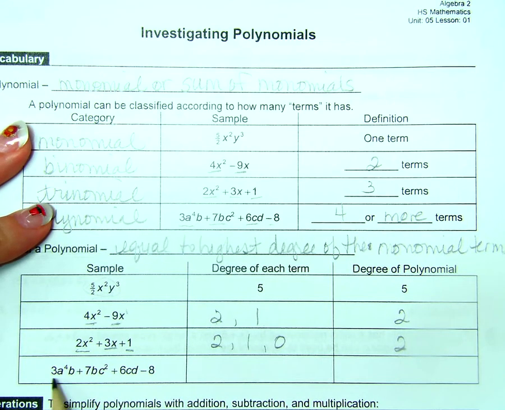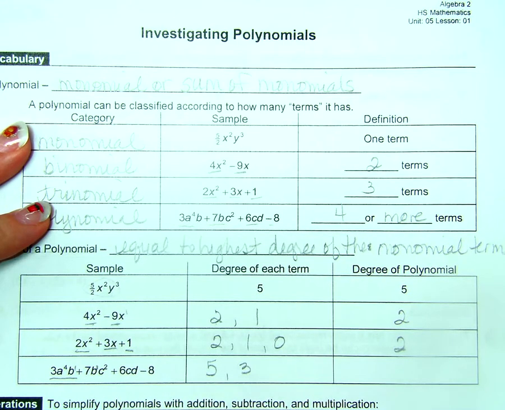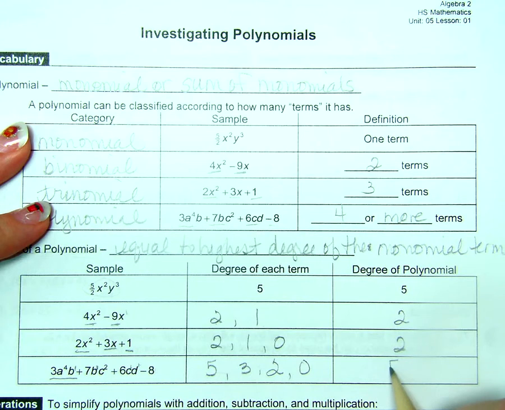Last but not least, the degree of this term is, well, an exponent of 4 on this variable, and an exponent of 1 on this variable makes that a 5. An exponent of 1 here and 2, that makes that 3. An exponent of 1 here and 1 here makes that 2. And since there are no variables there, that one is 1. So the highest out of each of those terms is a 5, so the degree of the polynomial is 5.